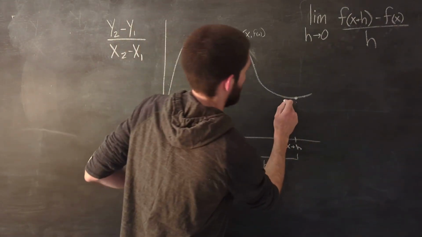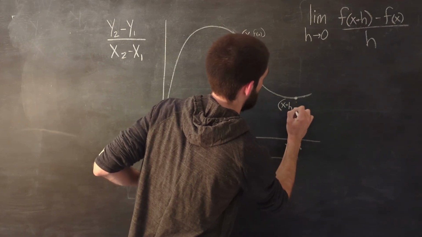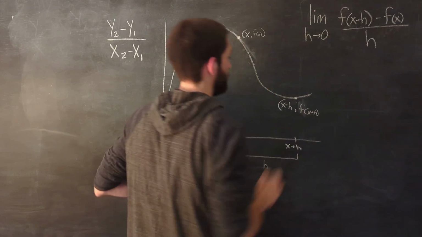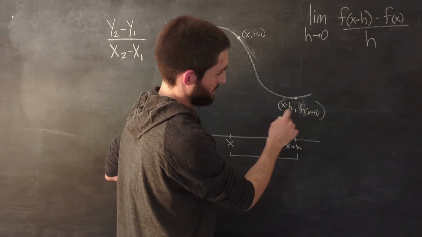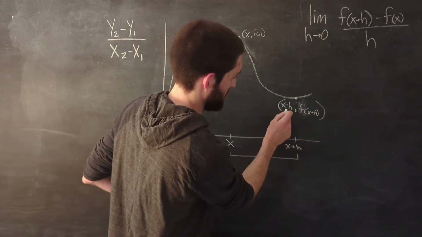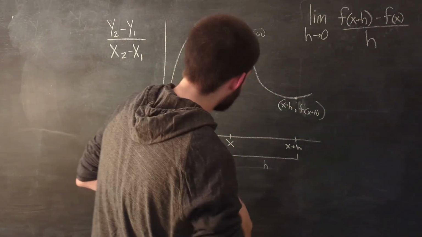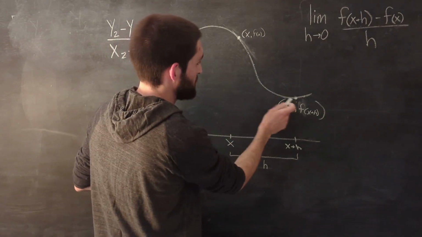So this point right here is actually at x plus h, f of x plus h, right? Simple. We put a number in for x, and then we got a number out for the y value. So we put x plus h in, got a number out for the y value. And then we say, okay, but that slope doesn't work. So let's move it closer, right?